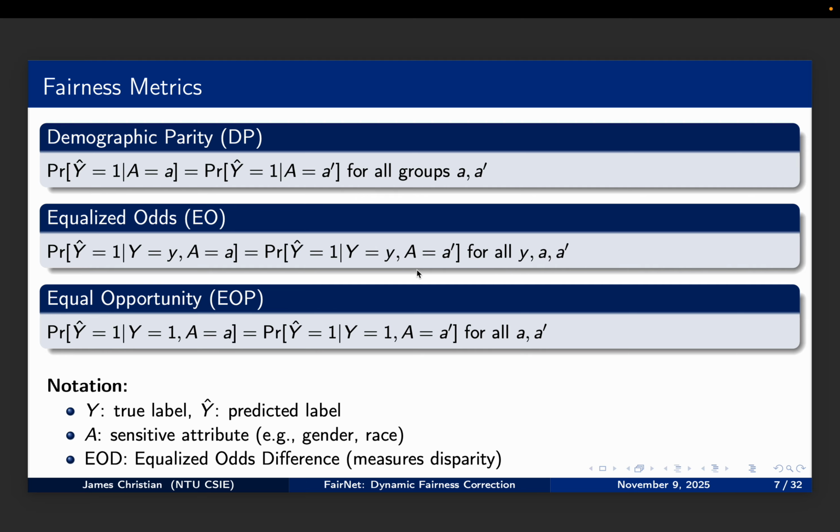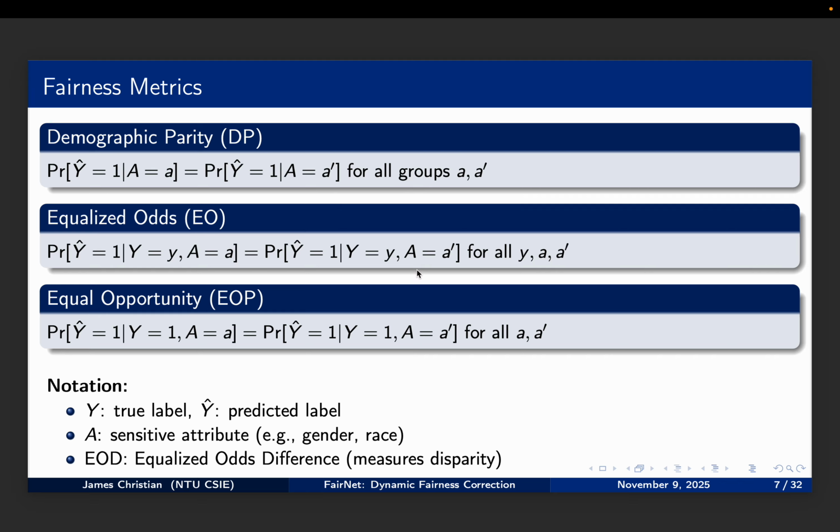Next, let me explain the fairness metrics. Demographic parity means the probability of predicting Y equals 1 given attribute A equals small a should equal the probability given A equals small a prime for all groups. Equalized odds means the probability of predicted Y equals 1 given true Y equals small y and A equals small a should equal the probability given Y equals small y and A equals small a prime for all small y and all groups.